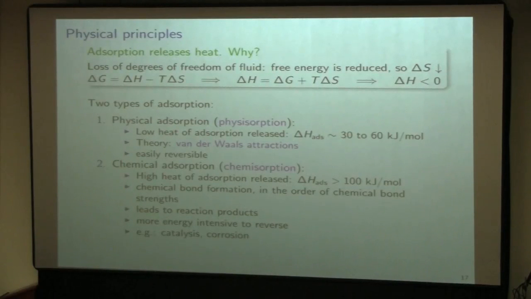So physical adsorption releases small amounts of heat, in the order of 30 to 60 kilojoules per mole. The reason why this physical adsorption takes place is due to the van der Waals attractions between the adsorbate and the adsorbent. Van der Waals attractions are related to the dipole moments that are set up on the molecules. So a molecule like HCl will have a negative and a positive dipole. The adsorbent itself will have an overall charge.